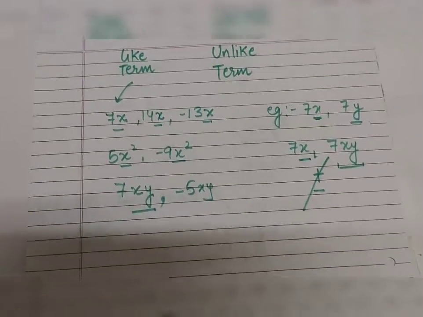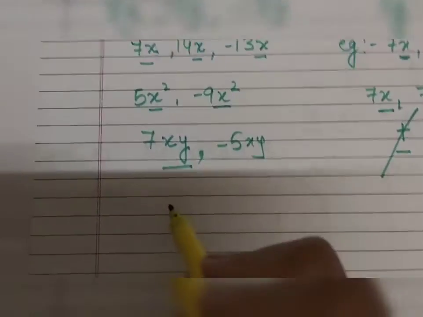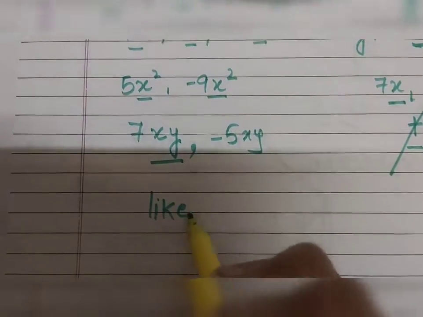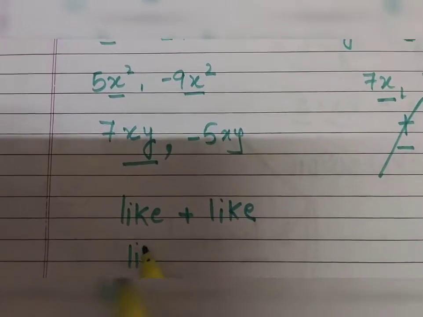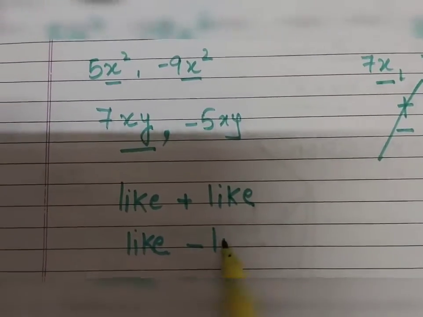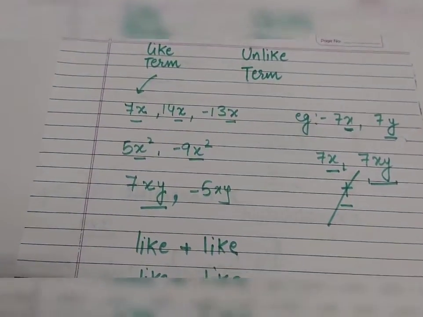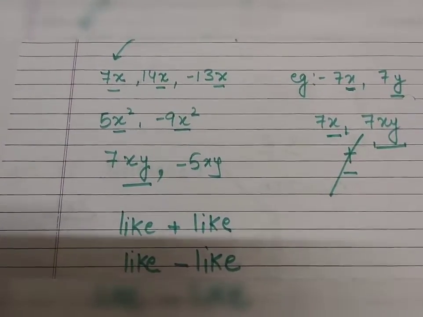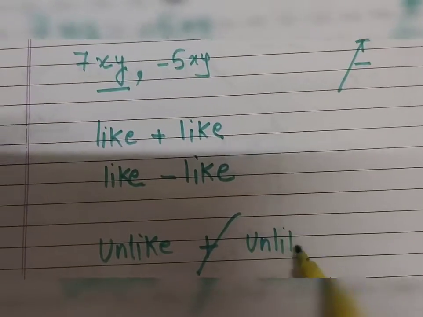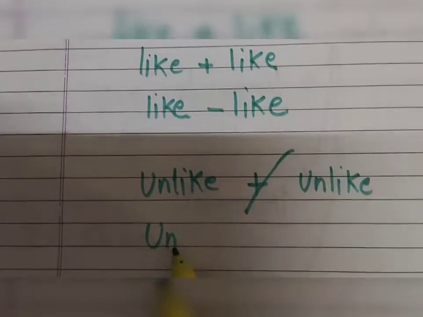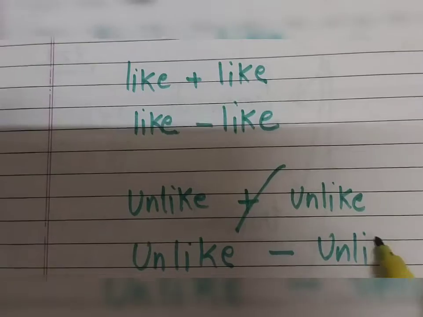Before starting the addition and the subtraction of algebraic expressions, we need to know that we can add only like terms to like terms. We can subtract like terms from like terms, but we cannot add or subtract unlike terms. We will never add unlike to unlike, and we will never subtract unlike from unlike.